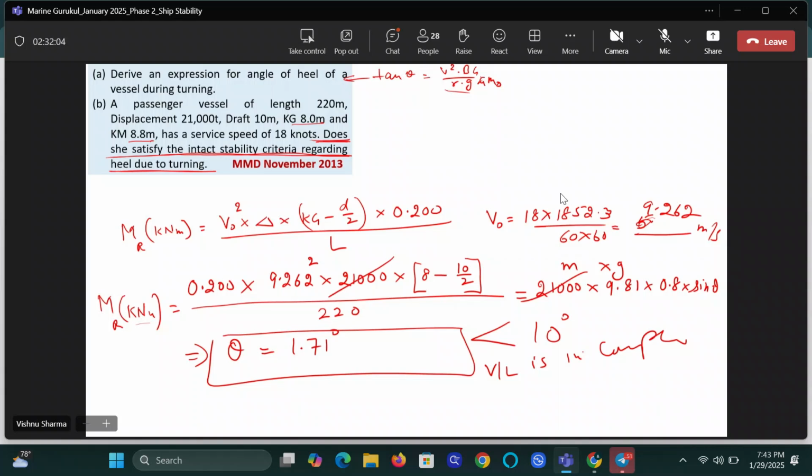Is that clear, beta? Guys, anybody has any doubts when to use the tan theta formula, when to use this formula? That is the most important thing for you to figure out. Is it clear, class? Yes, sir. Clear.